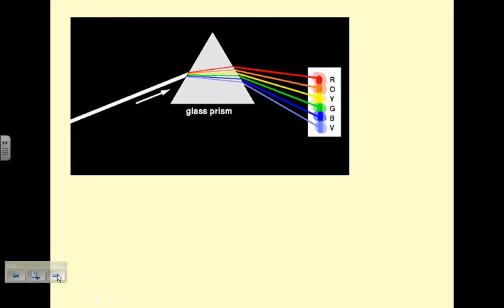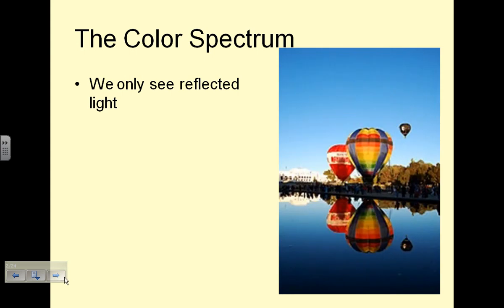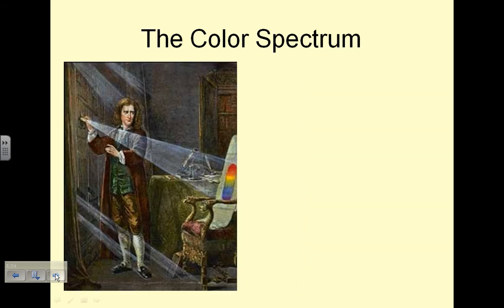So this section will introduce you to color. So the color spectrum. We can only see reflected light. So something can emit light, and when we see an object, it's because the light hits this object and reflects back to our eyeball.